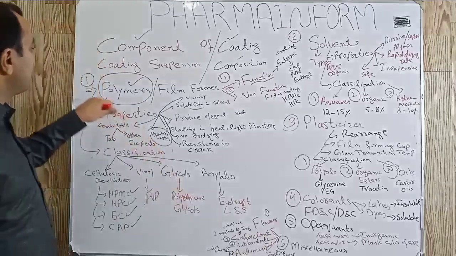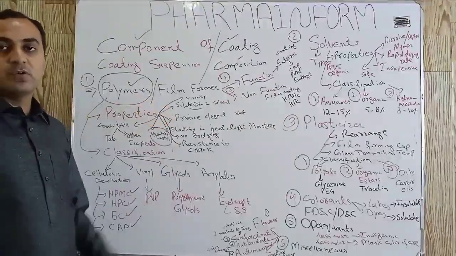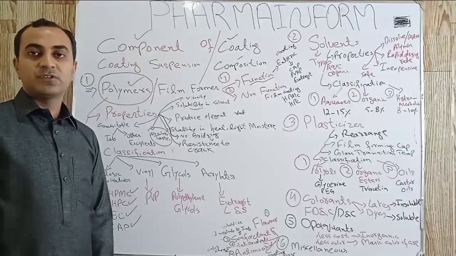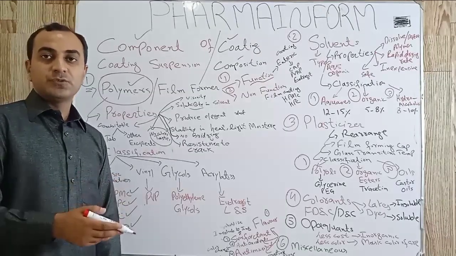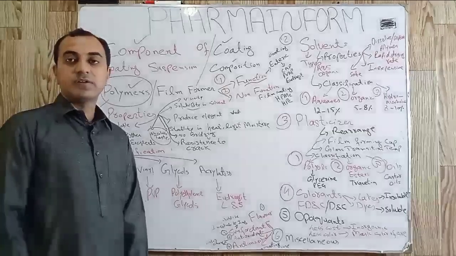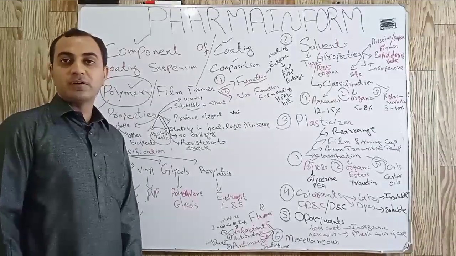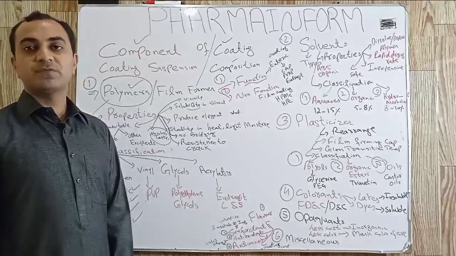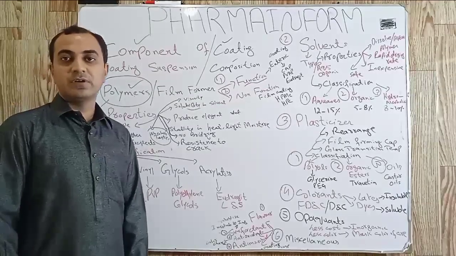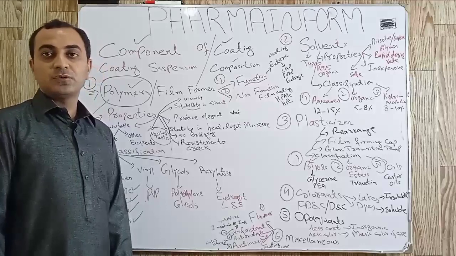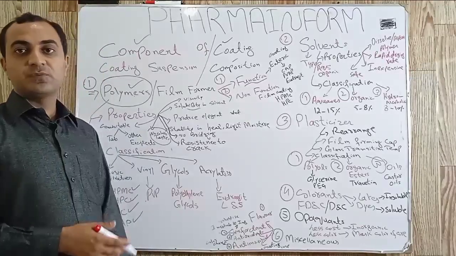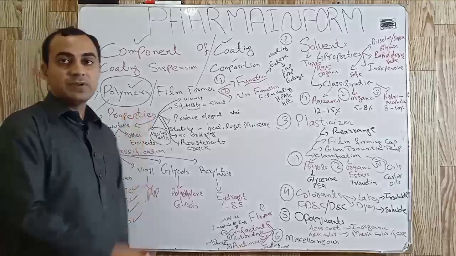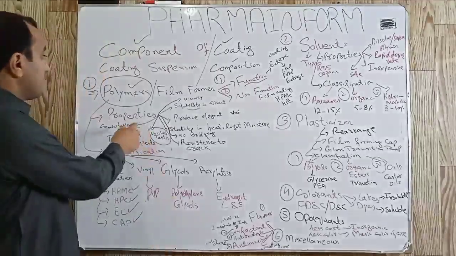Now we will start from the first component, which is polymer or film former. Film former is the main component of the coating suspension. Polymer is the major portion of the coating suspension which is used to form a layer around the core tablet. So the main importance in the coating suspension is polymer. We will discuss different properties of the polymer.